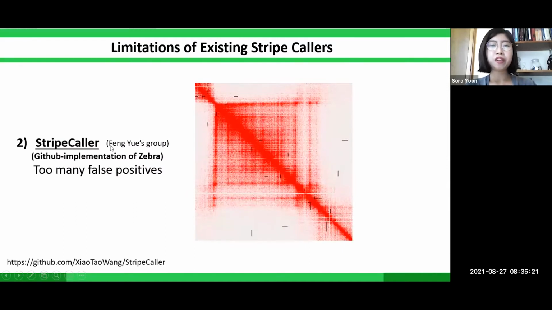So a stripe caller was developed by Feng's group using the Zebra algorithm. However, when I ran this program, I found that there are many false positive calls, as shown in this figure.